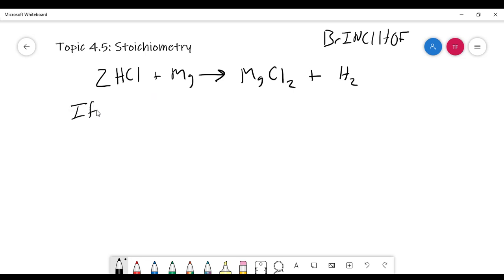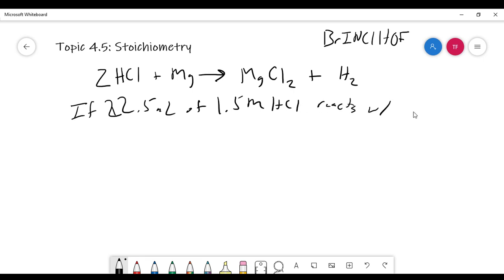So our problem is going to be: if 22.5 milliliters of 1.5 molar HCl reacts with 13.4 grams of magnesium, what mass of hydrogen will be produced? Remember, hydrogen is diatomic, so H2 will be produced.